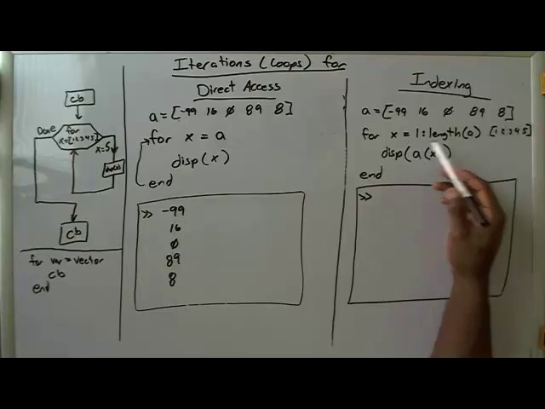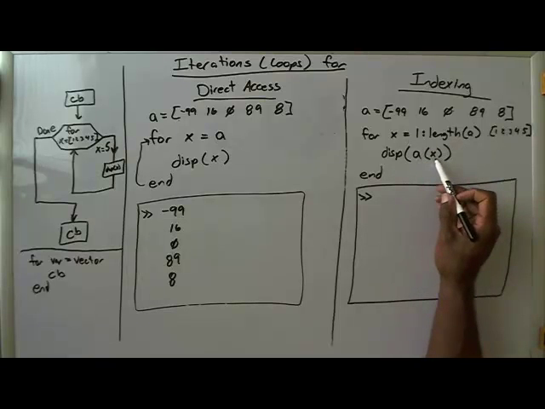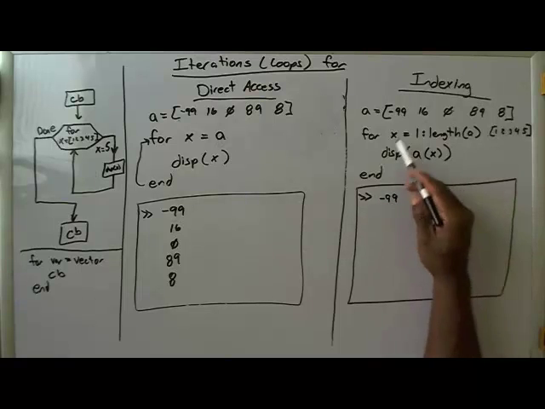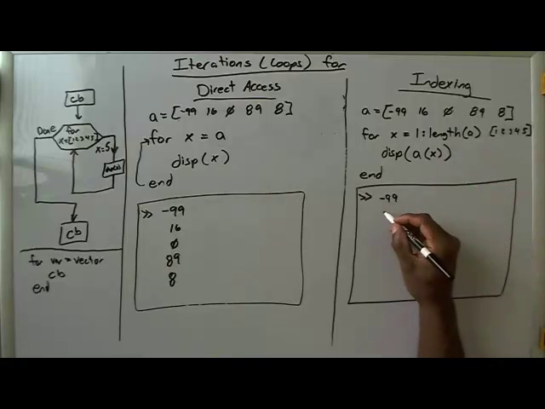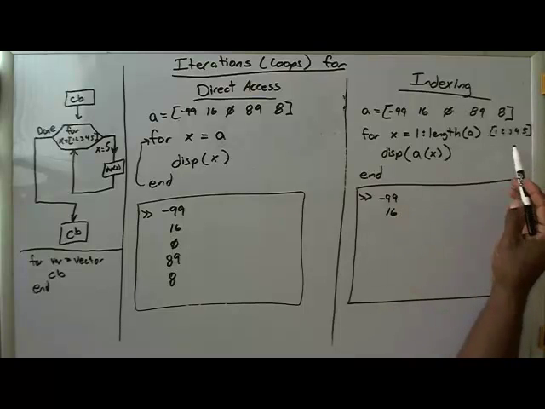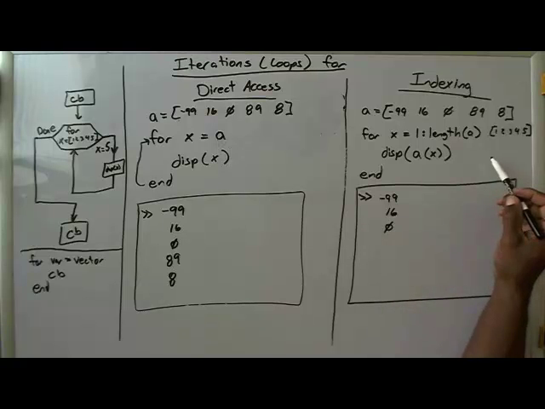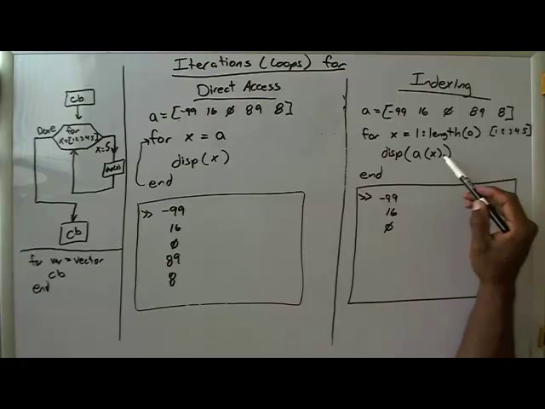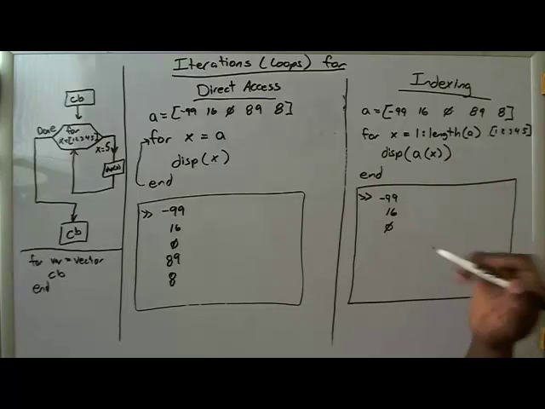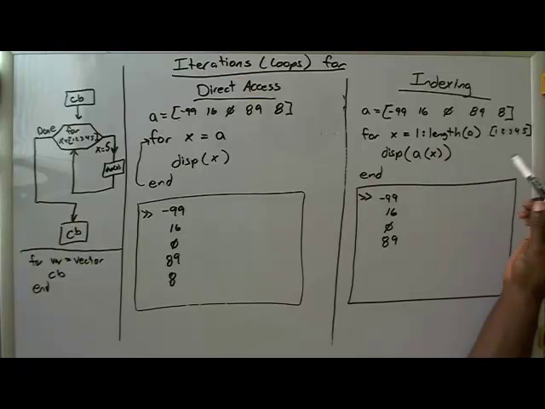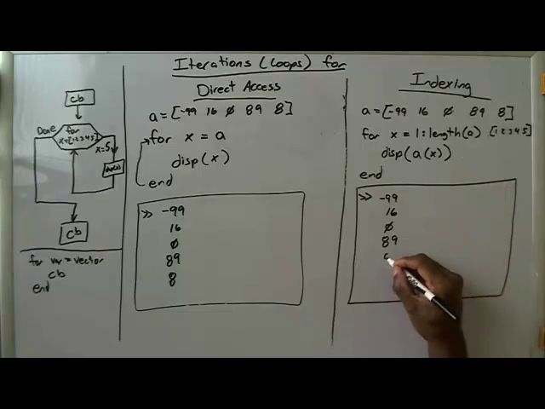So the first time through, x equals 1. And I'm going to display a indexed at 1, and a indexed at 1 is the value -99. Next time through, x is going to be 2. I'm going to display a indexed at 2, which is the value 16. The next time through, x is going to be 3. I'm going to display the value of a indexed at 3, which is 0. The next time through, x is equal to 4. I'm going to display a indexed at 4, which is 89. The next time through, x is equal to 5. I'm going to display a indexed at 5, which is 8.